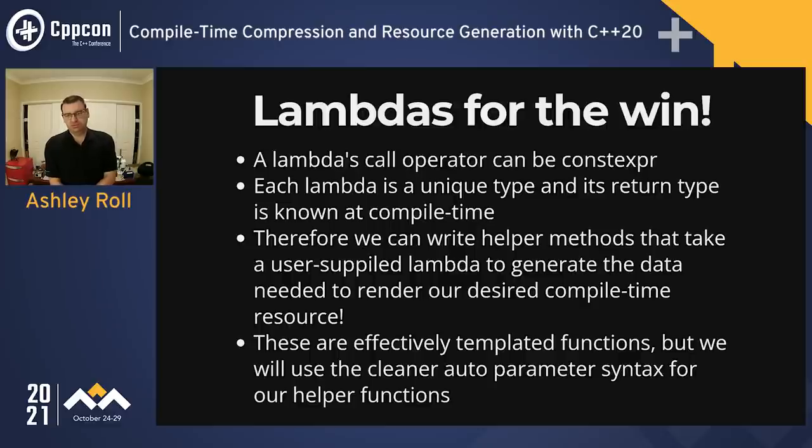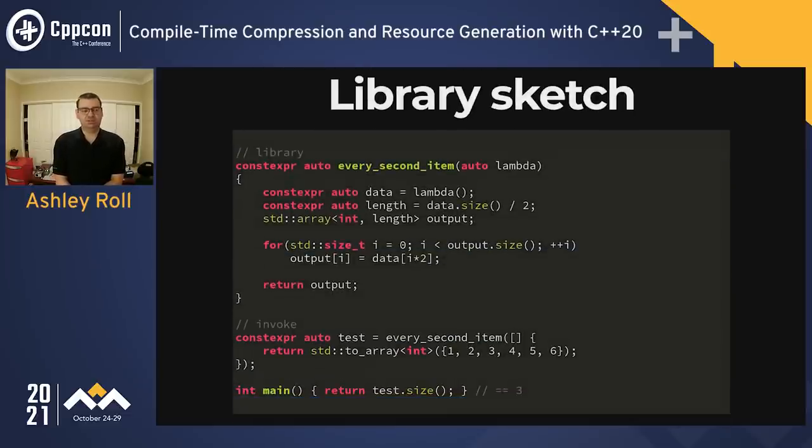Now, when we do this, I'm going to be using the auto parameter syntax, but effectively these things are templated functions, but it's a little bit easier to read, I find. So, an example of how a library might look. Let's make a library function that returns an array, and takes some values and returns every second one. So the strategy is, if we look down at the bottom, we have a constexpr auto variable, which we assign by the use of the function every second item, and we pass into that a lambda, which returns an array of integers. It's important that it's a value type, and std::array works really well for this. You could return a structure, but again, a std::array allows you to define different lengths of data, which we'll find useful in a minute.